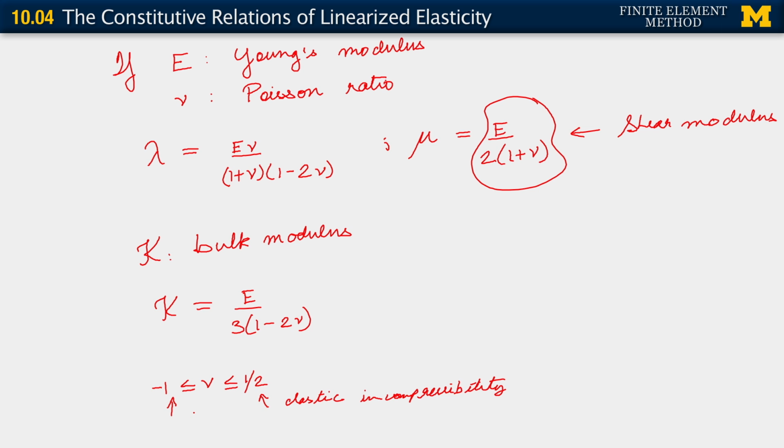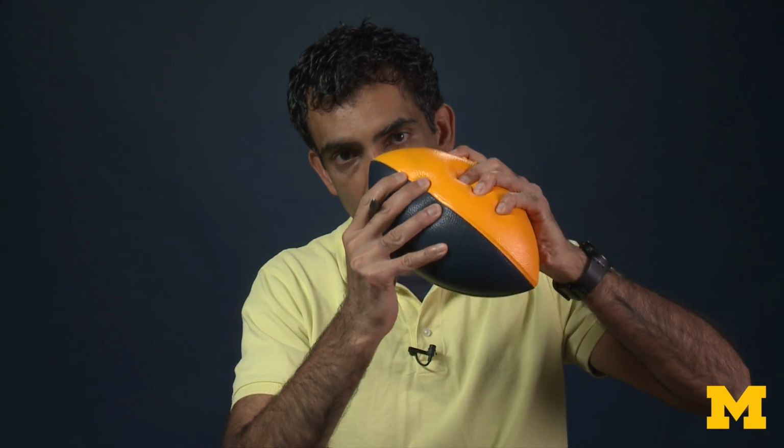So to use this theory properly, let's leave those actual limits out, because otherwise linearized elasticity tends to break down in those limits. Also from here you may be able to see why nu equals half is the limit of incompressibility, because it makes the bulk modulus unbounded. So you have a material that's very, very stiff to compression.